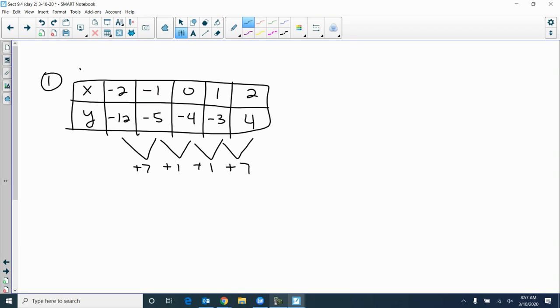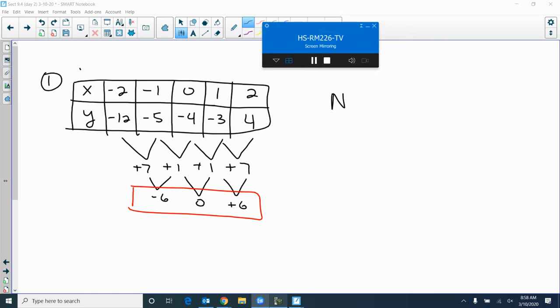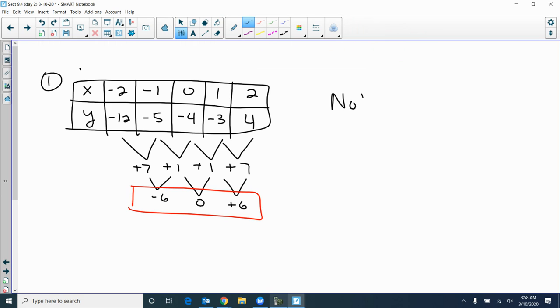But now you gotta check your second difference. 7 to 1 is a decrease of 6. 1 to 1 is 0. 1 to 7 is an increase of 6. So since the second difference is not a constant, what does that tell me about the function? Good, not quadratic.